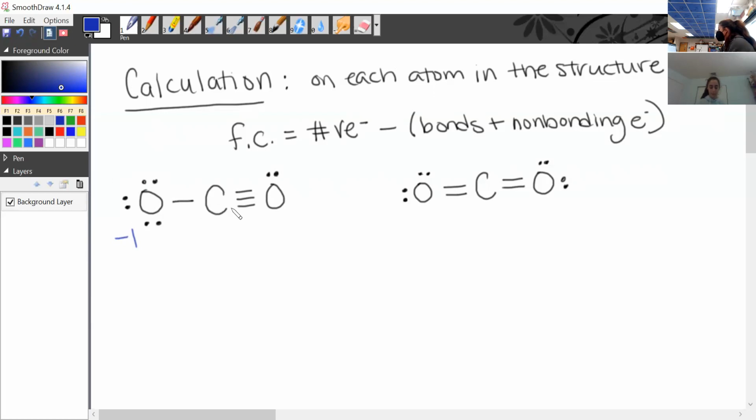Okay. Carbon in the middle. How many valence electrons does carbon have? 4, right? Minus all of the stuff on the carbon, all of the bonds and non-bonding electrons on the carbon. 1, 2, 3, 4. 4 minus 4 is 0.